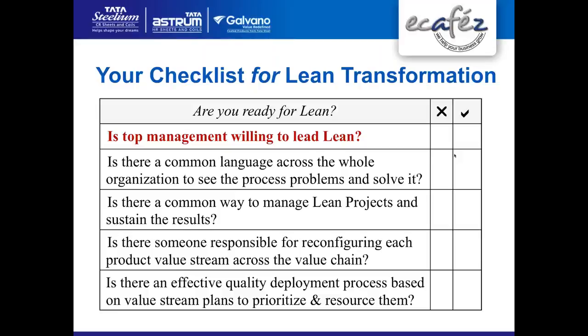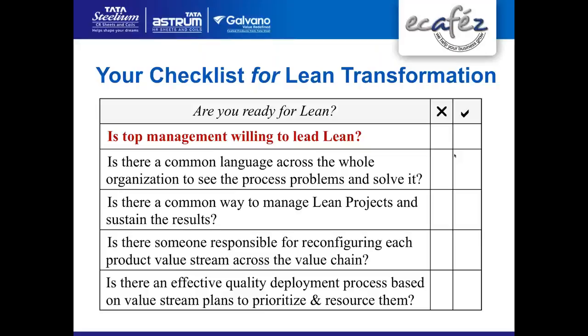Once the first question is yes, then second, is there a common language across the whole organization to see the process problems and solve them? Lean is nothing but a better way of solving process problems. So there must be a common language, common tools, common practice. How can it be possible? All the people must learn and practice the problem solving approach based on lean.